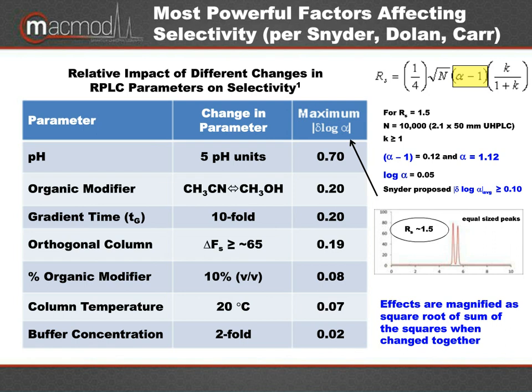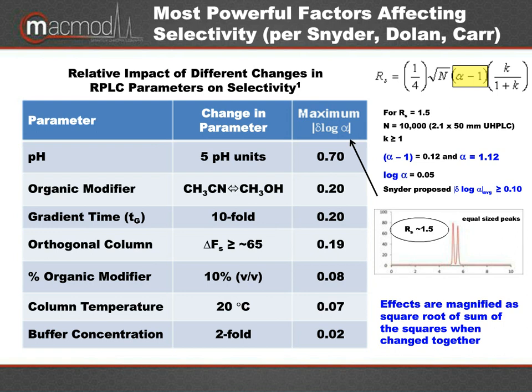In this paper, I've forgotten to put the reference here, but I can make that available to you by email or otherwise. What they described there was that for equal size peaks with a resolution of 1.5 for a common size of column, which at that time was a 4.6 by 150 5-micron column. Here I'm showing a 2.1 by 50 millimeter UHPLC column, either a superficially porous solid core or a sub-2 micron column. And with a k value of 1, you come up with a log alpha value for separating two co-eluting peaks of 0.05, and Snyder proposed doubling that to 0.10.